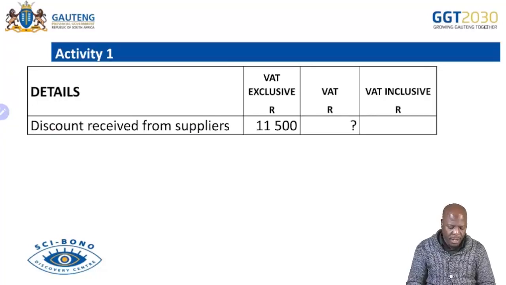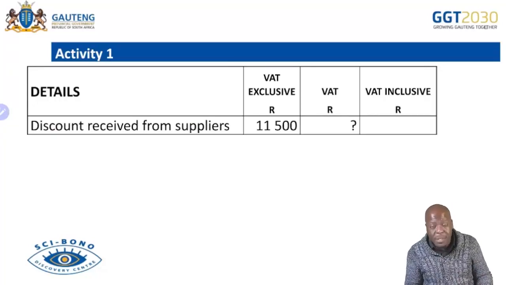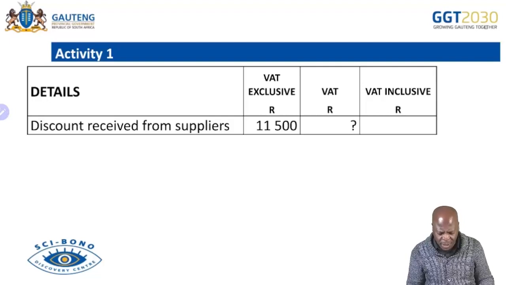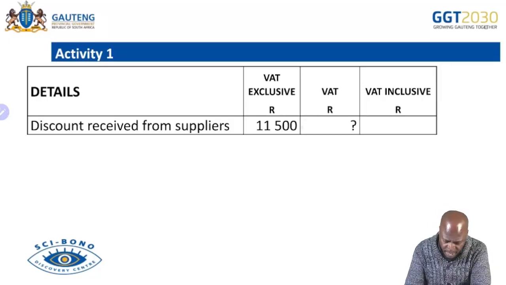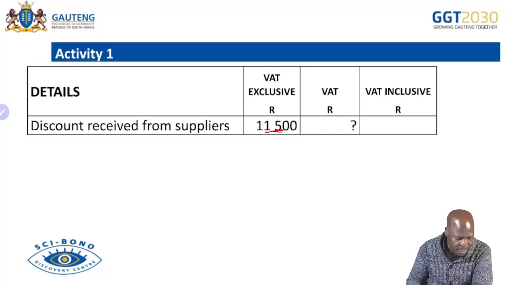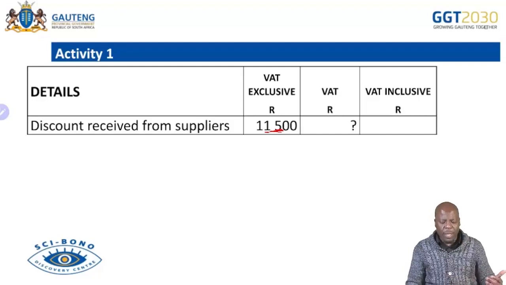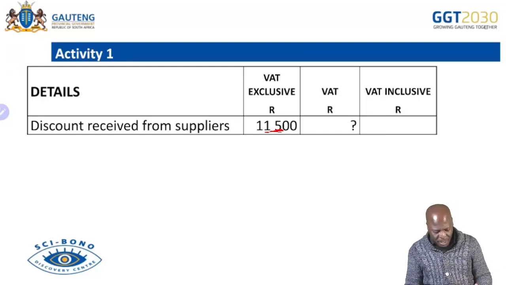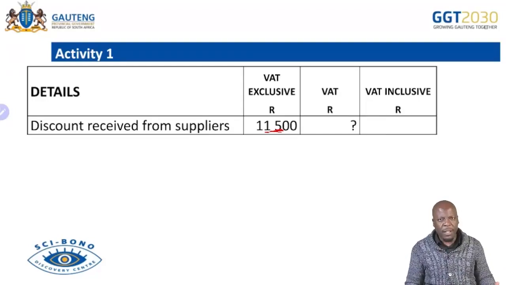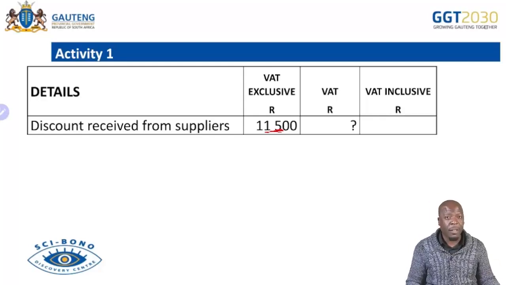Now, guys, let's quickly go on to my next aspect. It reads, discount received from suppliers. Discount received from suppliers. And this is 11,500. Now, here is what I want us to understand. How does discount come about? Discount received from suppliers. I want to take you through this journey.